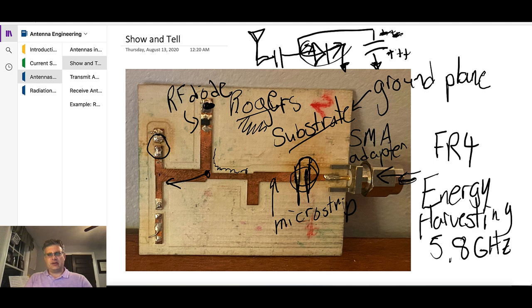Negative here as the charge depletes, positive here. And you could hook this up to a low powered load that requires DC voltage and drive the circuit with that. Now the reason why I included this as the show and tell is because you can see a lot of other things go on, and this is part of the black magic of RF and microwave engineering. For example, what is this thing just sticking out here?